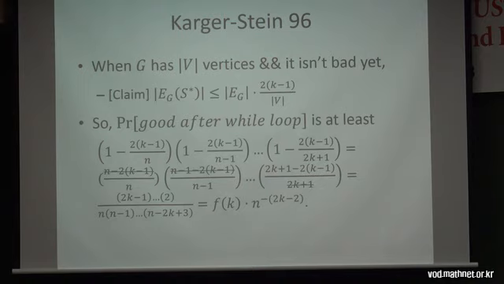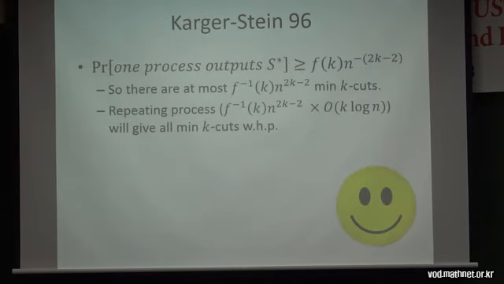Okay. And if we are good after the while loop, then we already have a 2k partition, and we randomly combine them back into a k partition. But anyway, that's some function of k. So what we showed is that the probability that one process outputs S star is greater than some function of k times n to the minus 2k minus 2.